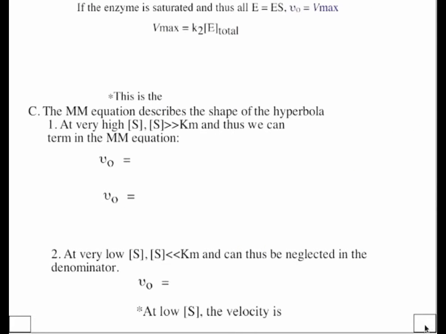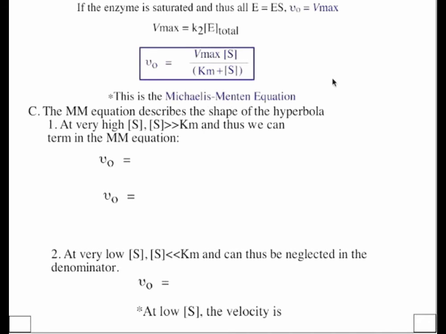And a sexy equation that describes the rectangular hyperbolic curve that we just looked at. So this is the equation that describes that function, that curve. Initial velocity equals Vmax times substrate concentration over Km plus substrate concentration. This is the Michaelis-Menten equation. So put a star in your notes next to this equation.